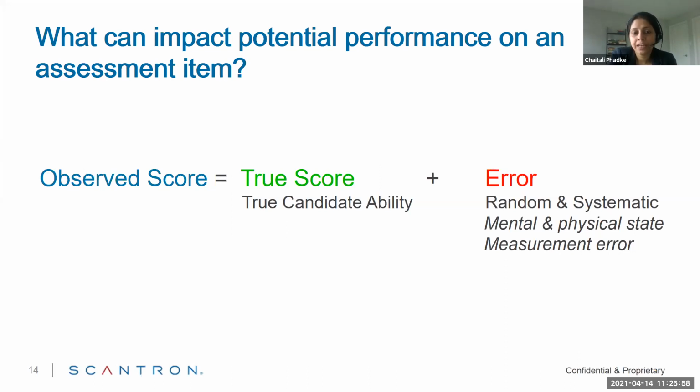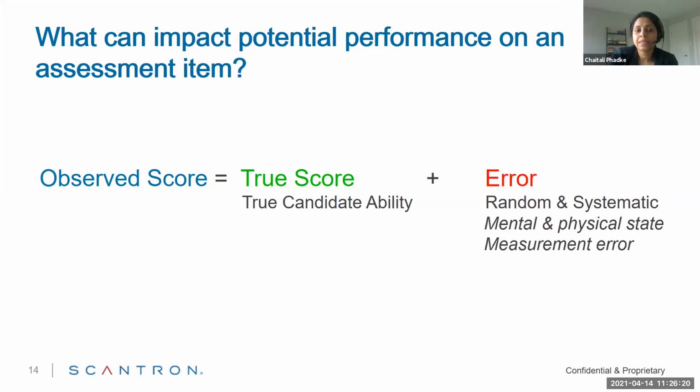Of course, real-life situations are different from that. And even if we would like to create a perfect error-free environment, that may not be the reality. And so unfortunately, we have no way of knowing the exact true score. And so psychometrically, true score and error constitute observed score. And so what is error and where does it come from?